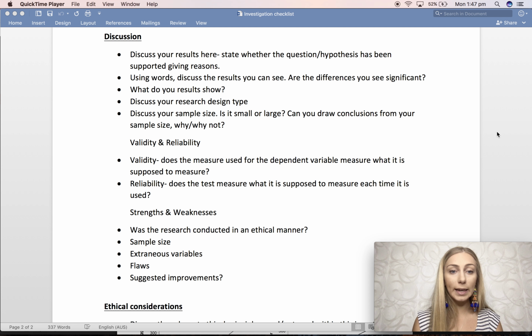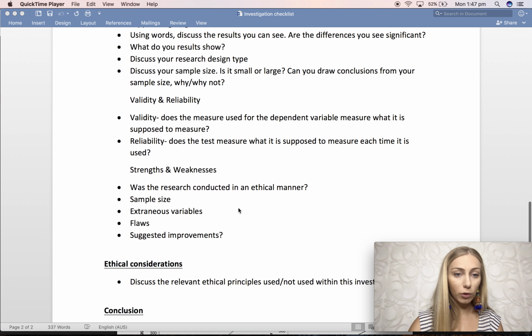Then reliability. Does the test measure what it is supposed to measure each time it is used? So is this a reliable measure? If we were to conduct this investigation again, do you think that we would gather similar results, or would the results be totally different? If you think that if we were to do this investigation again the results would be very different, then maybe it might not be a reliable investigation design.